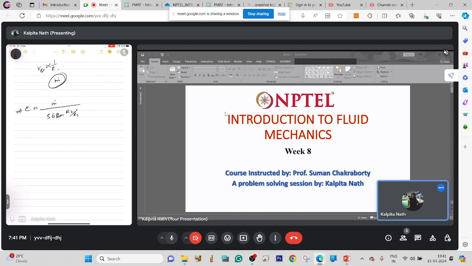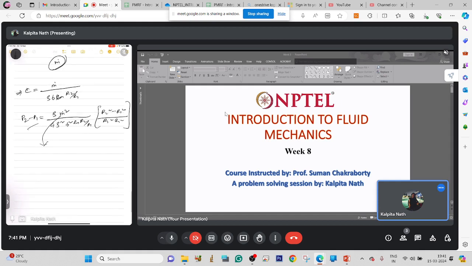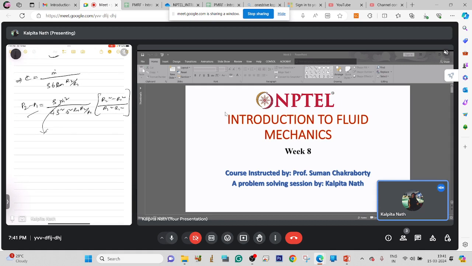That means if we write in the main equation, P2 minus P1 is equal to m dot square upon 4 rho square B square ln R2 upon R1, times R2 square minus R1 square upon R2 square R1 square. This m dot, the mass flow rate, can be measured by an instrument. There are many instruments where we can measure, and if all of these are known, then P2 minus P1 can easily be calculated.